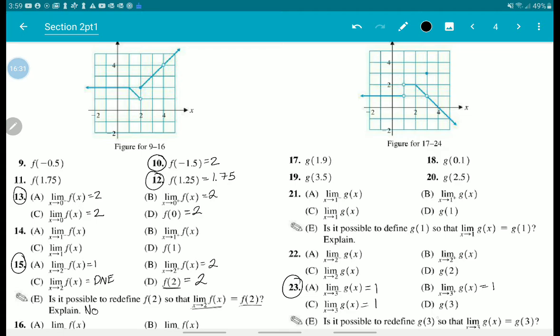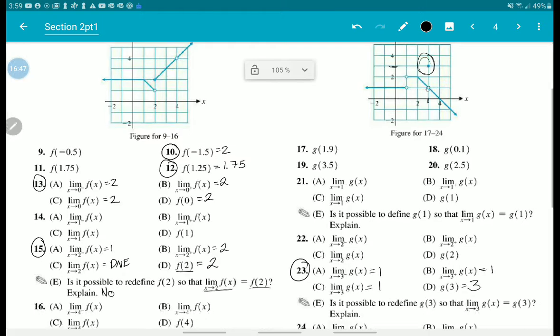But if we were to look at what is g of 3, notice there's a hole here in that line that we were using, but it is defined up here because of that solid dot. So that y value is 3 for this. E is asking us, is it possible for us to redefine g of 3 so that the limit as x approaches 3 is equal to g of 3? So they're asking, is there a way to make this equal to this?